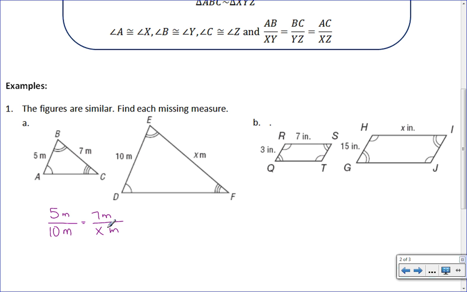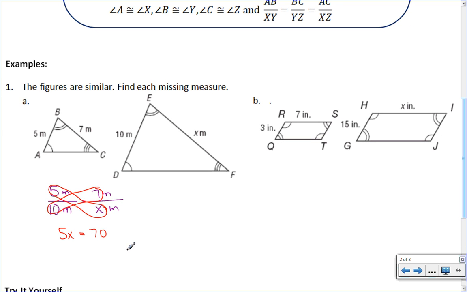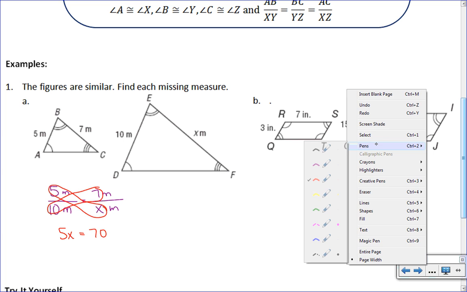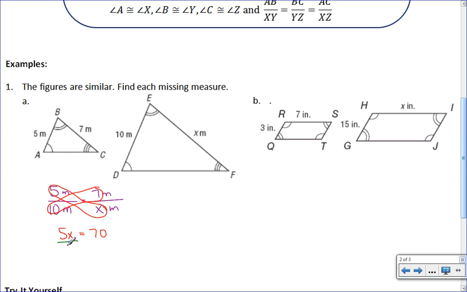Alright, and we'll use cross products again to solve this proportion. So we multiply here, 5 times X is 5X. And we multiply here, 7 times 10 is 70. And from there we will divide by 5. And we get that X is equal to 14 meters.